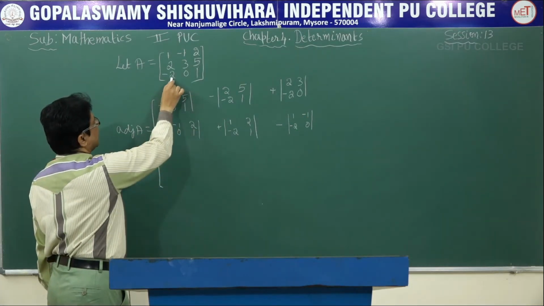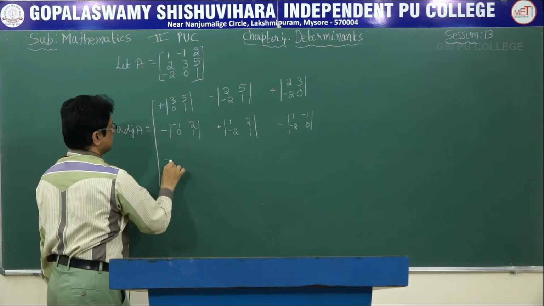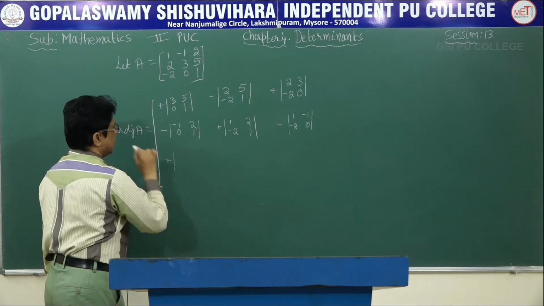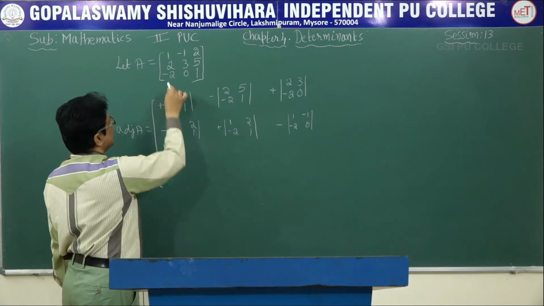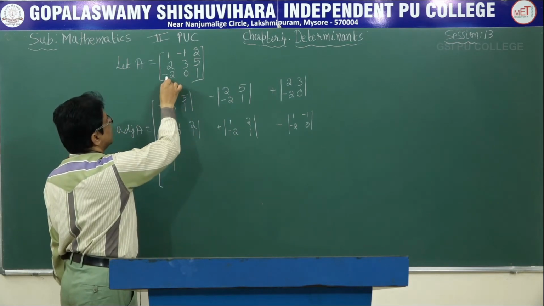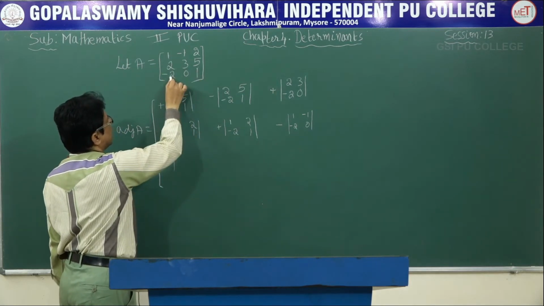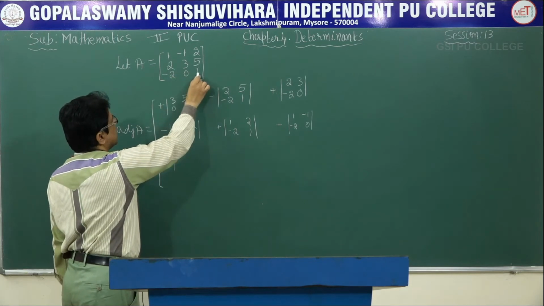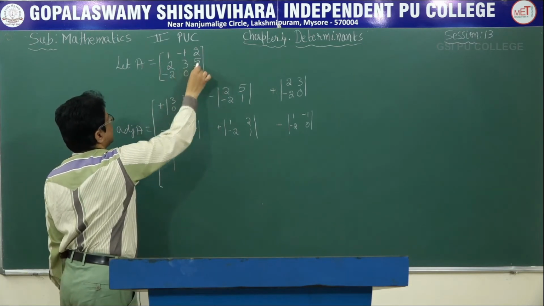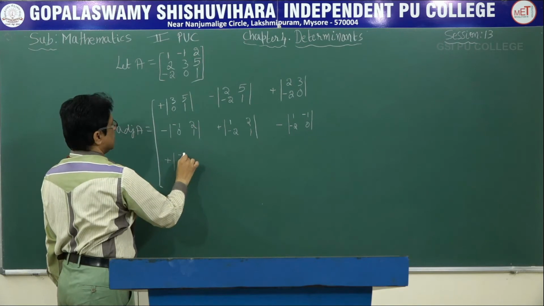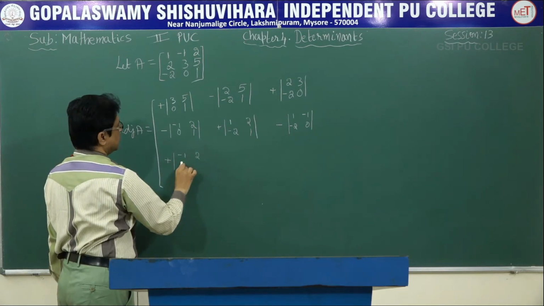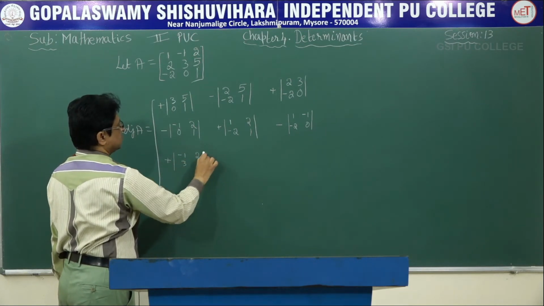Next we shall find the cofactor of minus 2, plus determinant of. So minus 2 lies in the third row, first column. I eliminate the third row and first column and take the determinant of the remaining elements. Minus 1, 2, 3, 5.